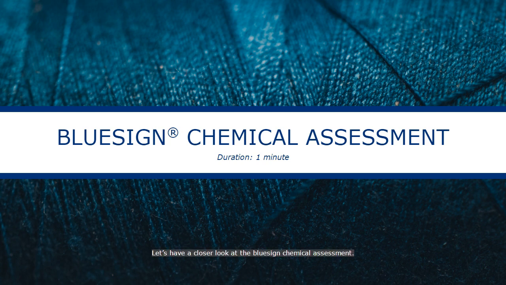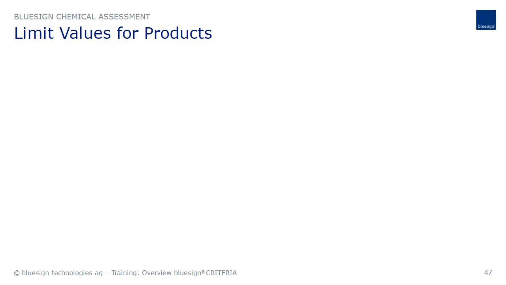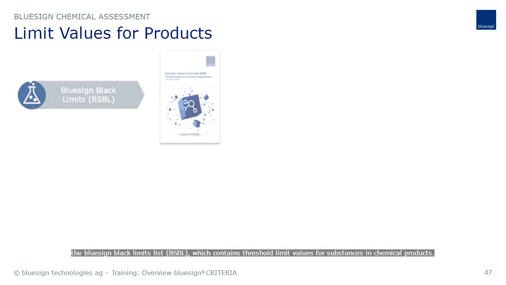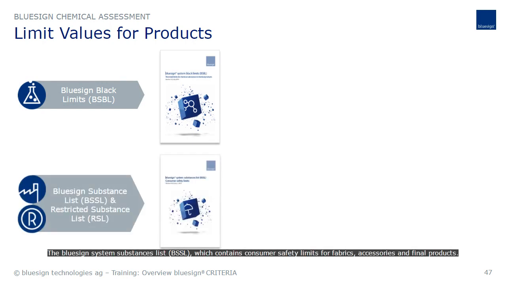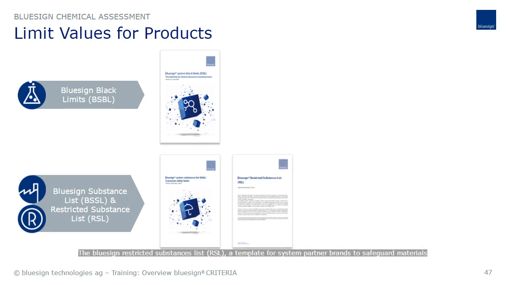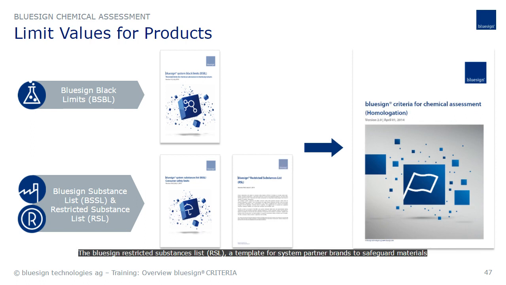Let's have a closer look at the Bluesign chemical assessment. Please click the arrow to continue. Besides the already mentioned criteria for chemical assessment, 3 other important documents on chemical substances management are the Bluesign Black Limits List or BSBL, which contains threshold limit values for substances in chemical products, the Bluesign System Substances List or BSSL, which contains consumer safety limits for fabrics, accessories and final products, and the Bluesign Restricted Substances List or RSL, a template for system partner brands to safeguard materials sourced from outside the Bluesign system.